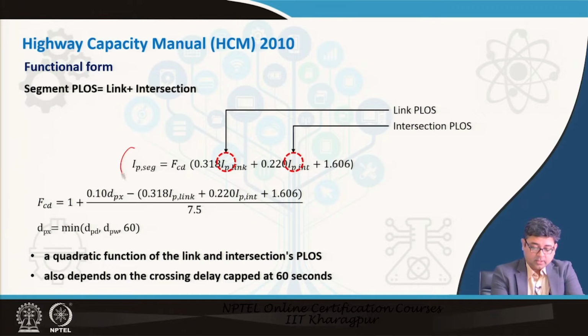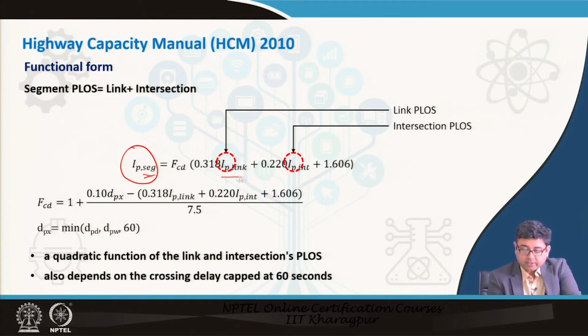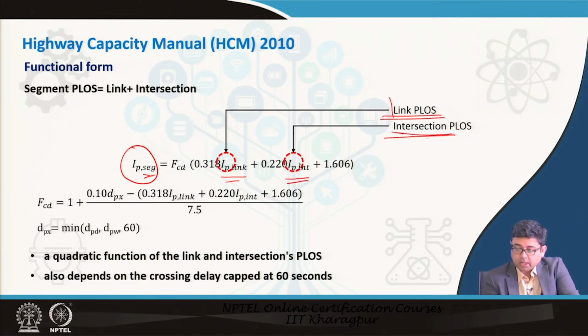In order to know the pedestrian level of service score for a segment, you have to know the pedestrian level of service score of the link and the pedestrian level of service score of the downstream intersection in the direction of travel. You have to know both of those, multiply them by certain factors, and add them to a constant.